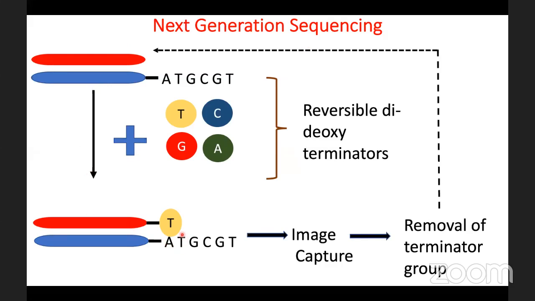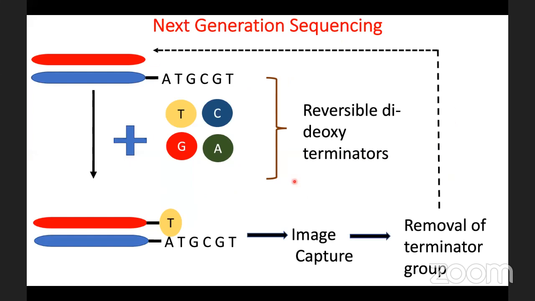Now T is there, so in the strand that is being synthesized, A will be incorporated. A is green in color, the image will be captured, and the machine will immediately say the base is A. Again, the group will be removed, and this process will go on like this. It is exceedingly simple to understand, but it is not at all like this. It is a really very complex mechanism, but the principle is this only.